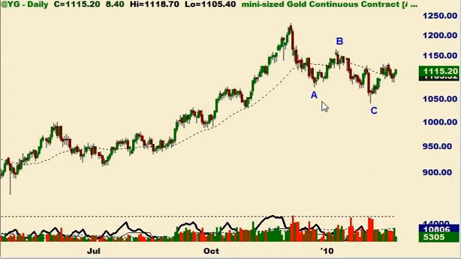Gold, also consistent with this idea. The best count of this decline, obviously A, B, C. That's a corrective pattern as long as we take out the B wave high. So let's watch it, but it looks like new highs are probable in gold.